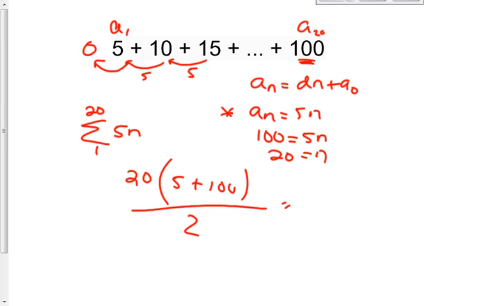5 plus 100, add that, 20 divided by 2 is 10. 10 times your sum of 105 gives you 1,050. Several parts to a question like this. Write the explicit formula, which term is represented by the number 100, write the sigma notation, and then find your sum.